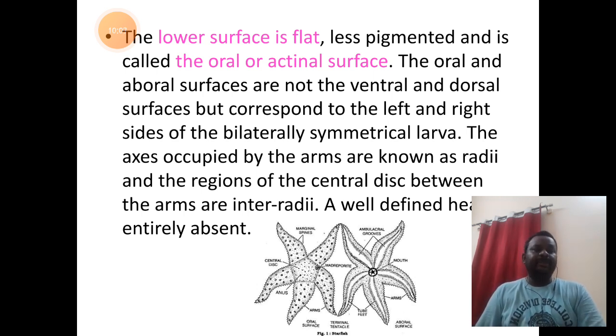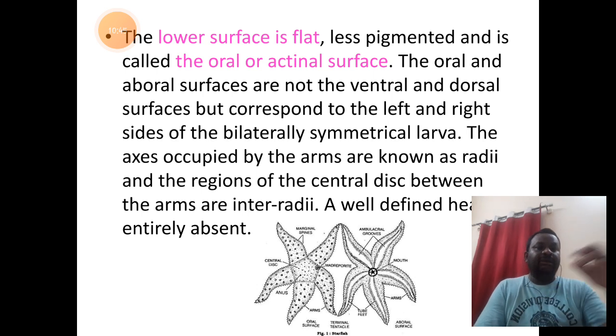Students, remember, the oral and aboral surfaces of the body of starfish are not the dorsal and ventral regions. Remember this. They correspond to the right and left sides of bilaterally symmetrical larvae. So, when the larva enters the growth stage and develops into an adult, the right and left sides will form the oral and aboral surfaces of the adult organism. So, this is for your extra information.